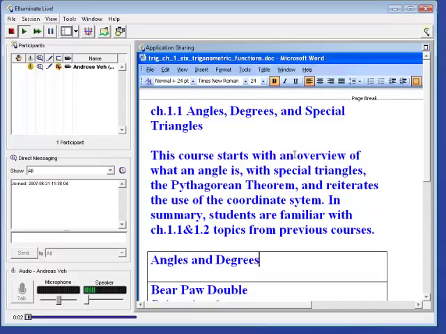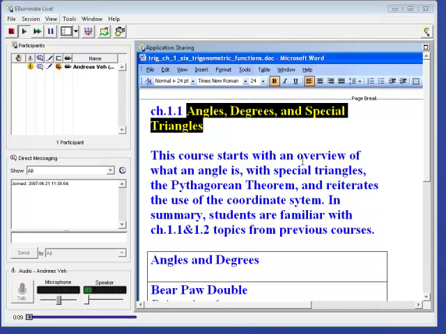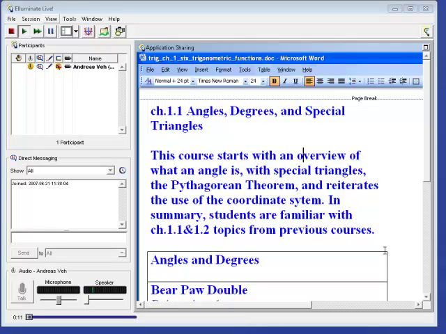Welcome to the first lecture in this trigonometry class, and we're going to talk about angles and degrees and special triangles. Some of these topics you're going to be familiar with already, such as the Pythagorean theorem you have come across before. So in the first two sections are some topics that you're already familiar with. Here's an example directly from the book that we're using at the time of recording.